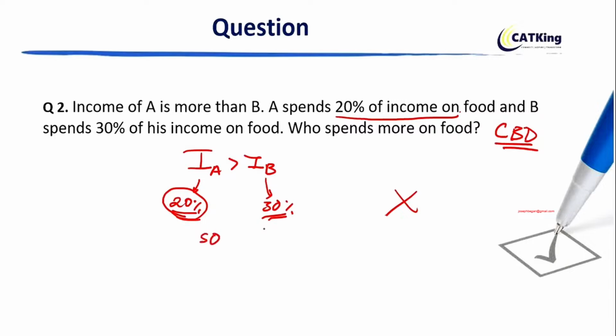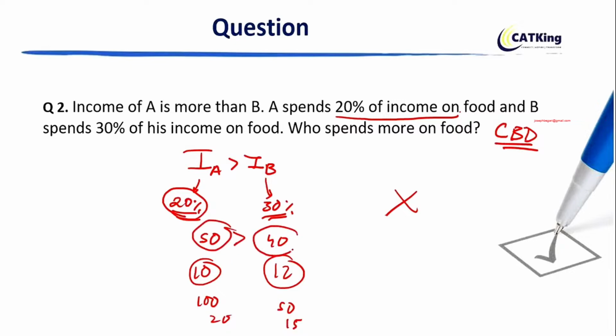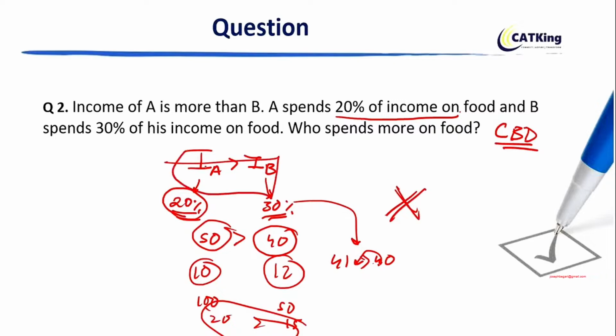Suppose the incomes are 50 and 40. What is 20%? 10. What is 30%, guys? 12. Right? But if the incomes are 150 and 40, then this is 30, and this will be 12. So in this case, you see that this is greater. And in this case also it is coming greater. Fine. We can check another case, as in 41 and 40. In this case, the food expenditure of B will come out to be greater. Hence, I cannot determine. It depends on the value of income, right?